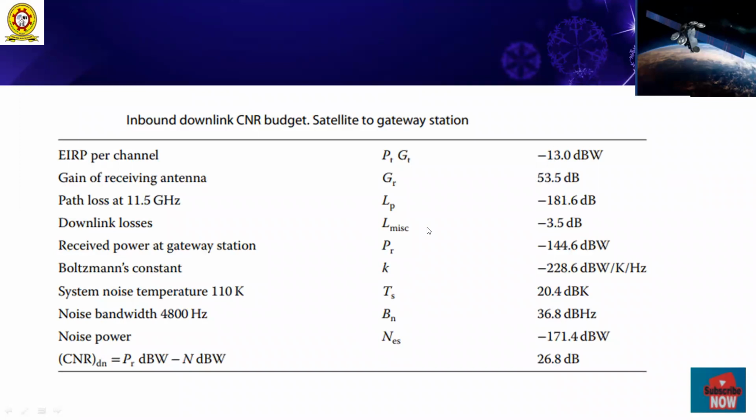Then the inbound downlink CNR budget, satellite to gateway station. The EIRP power channel equals PT GT, minus 13 dBW. Similarly, they mention gain, path loss, miscellaneous loss, receiving loss, Boltzmann constant, system noise temperature, noise bandwidth and noise power. This is the whole inbound downlink CNR budget, satellite to gateway station.